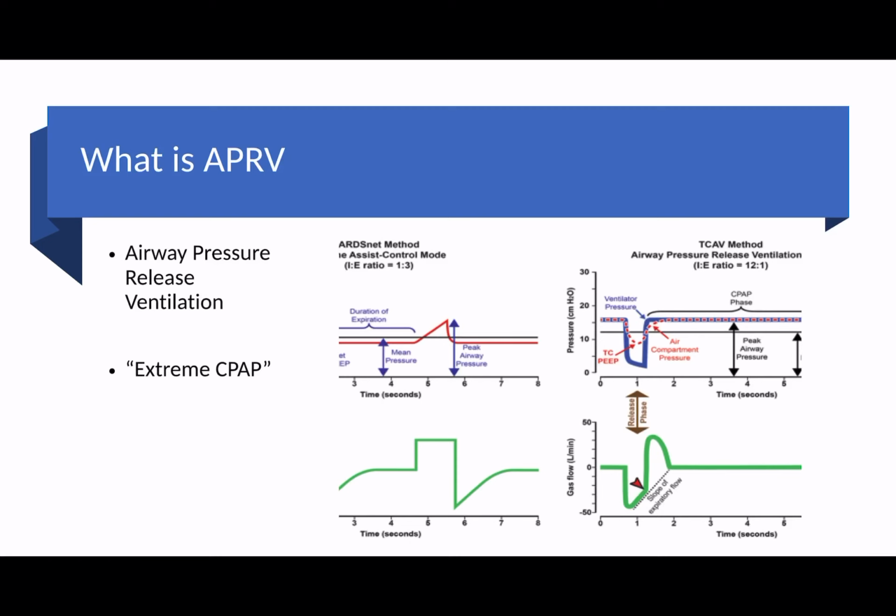And that's exactly what CPAP is. And that's what APRV aims to do, is just to maximize the amount of time that you can keep the lungs open for, as compared to conventional ventilation, where you open up the lungs for a short period and then you release that gas to then allow exhalation.